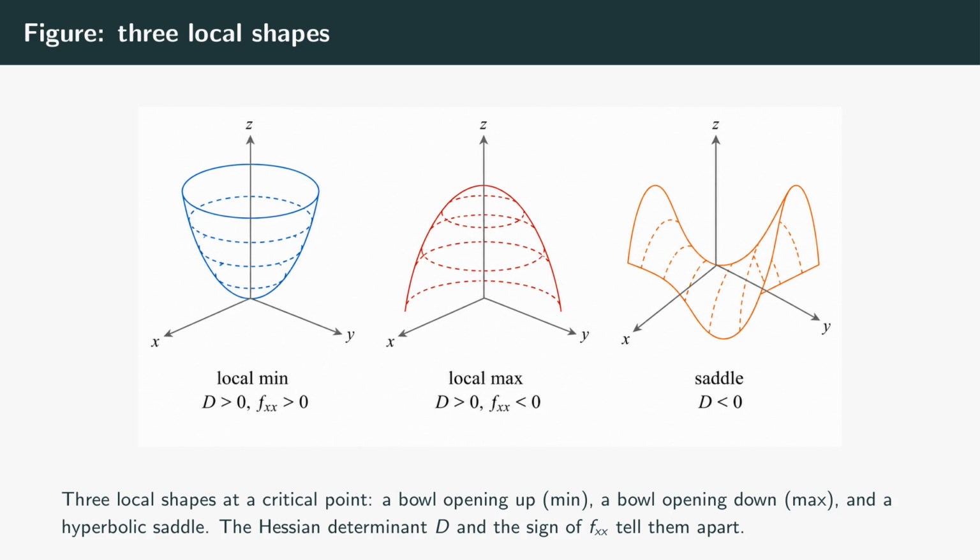In the middle, a local maximum, same bowl shape, flipped upside down. D is still positive, because flipping both signs of f_xx and f_yy leaves the product unchanged, but now f_xx is negative. On the right, the saddle, the surface rises in one direction and falls in the perpendicular direction. A vertical slice along one axis is a parabola opening up. The slice along the other axis is a parabola opening down. The Hessian determinant is negative because f_xx and f_yy have opposite signs, or because the mixed partial f_xy is large enough to dominate. Three shapes, one number to distinguish them.